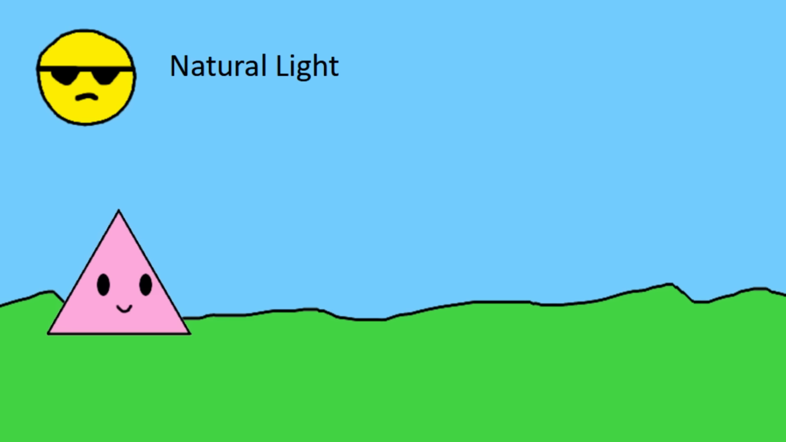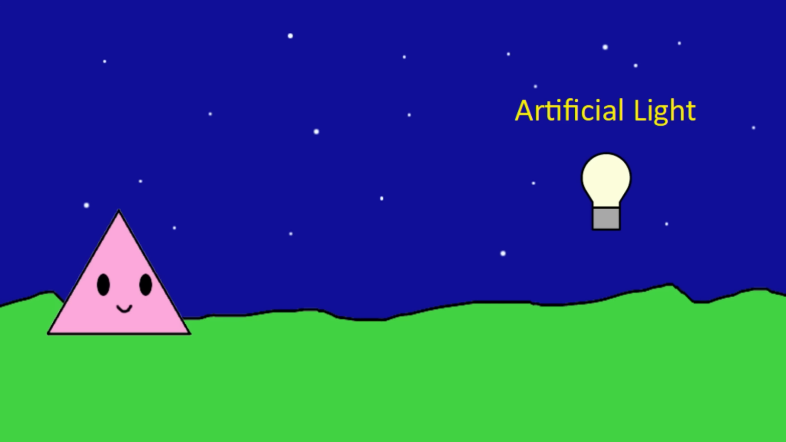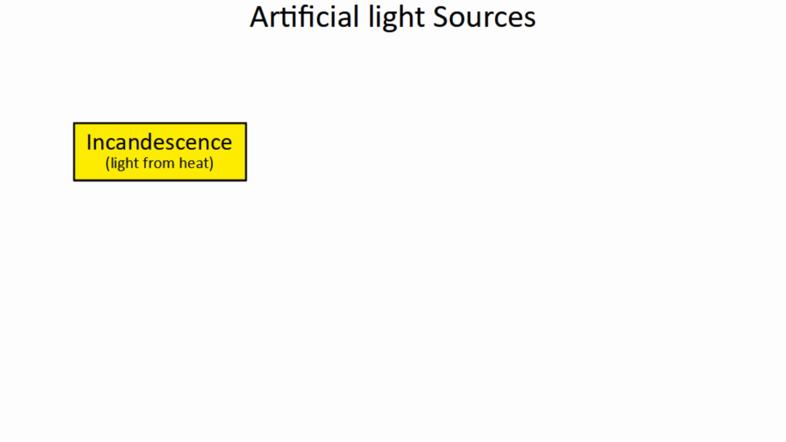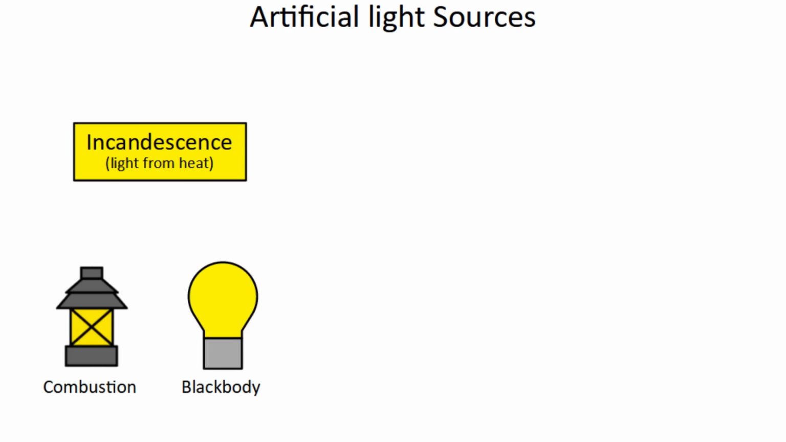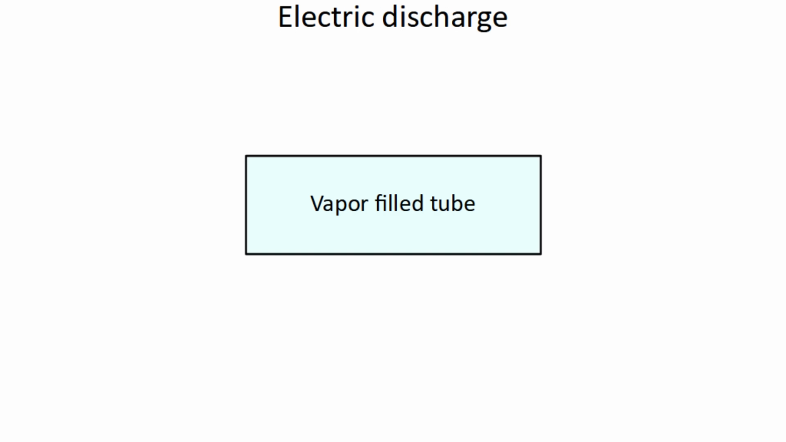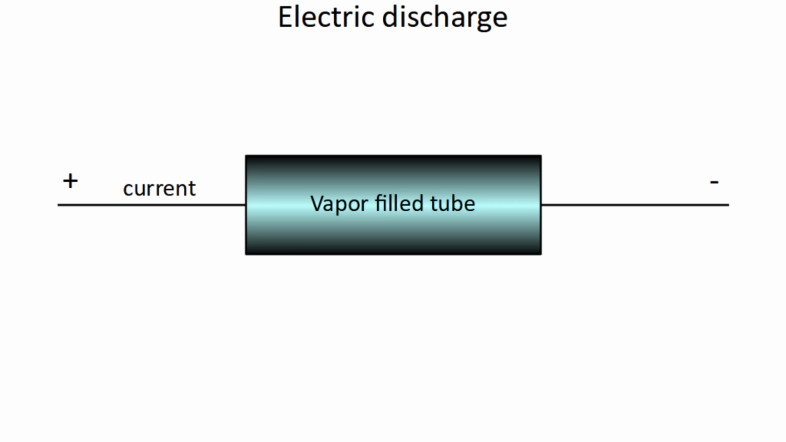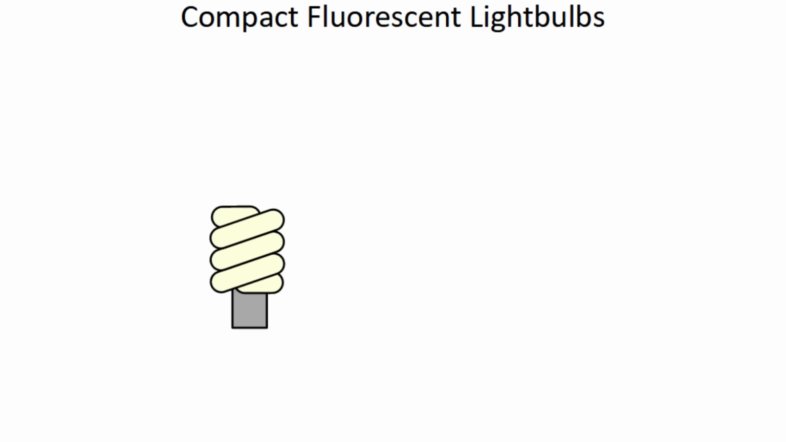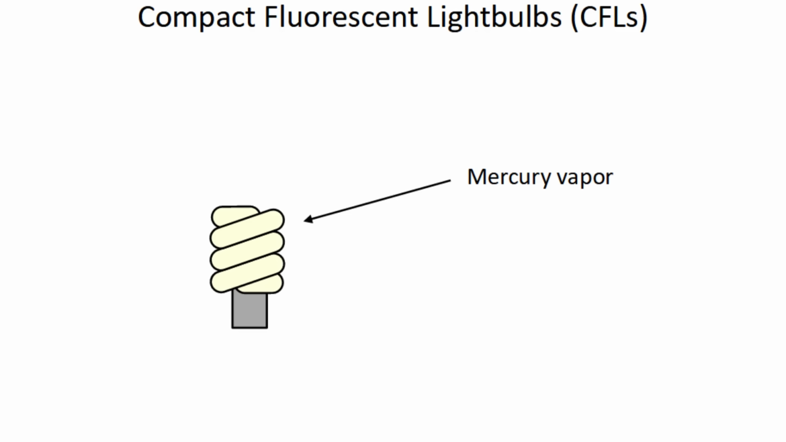So the sun is a natural light source, but in the past century, artificial light sources have really taken off. This can be through incandescence, which is how lanterns and the first light bulbs worked, but modern technology has allowed us to make use of the other type of light source, luminescence. The first important type is electric discharge, where a vapor-filled tube receives an electric current which ionizes the atoms, causing them to emit light. Compact fluorescent lights, or CFLs, achieve this with mercury vapor, which produces ultraviolet light.